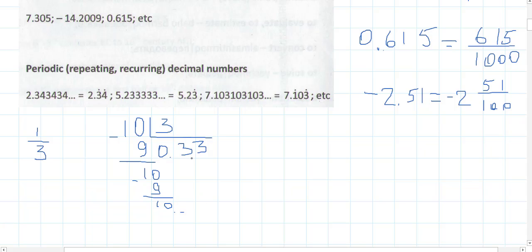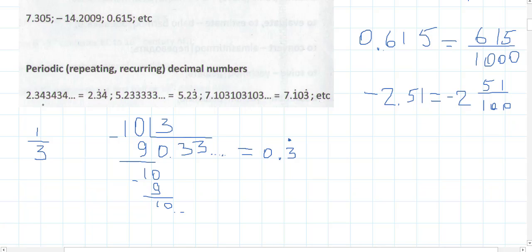So what we have is always these 3's. So we can write this as a repeating decimal fraction. The 3 is repeating here, and we can write this as 0.3 with a dot over the 3. It means 3 repeating.